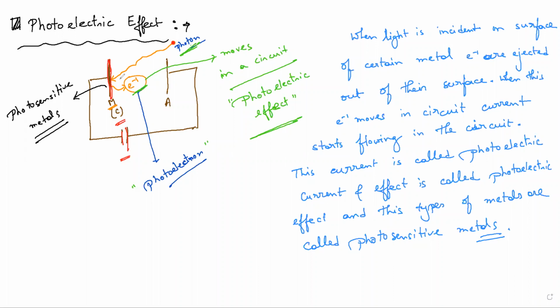Photon strikes over the metal surface. So after striking of photon, electrons are ejected out from the metal surface. This electron is known as photoelectron. Why photoelectron? Because in presence of photon, electron ejection takes place. That's why these electrons are called photoelectrons.